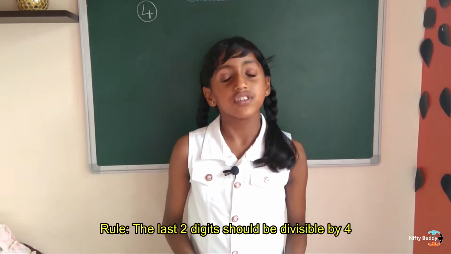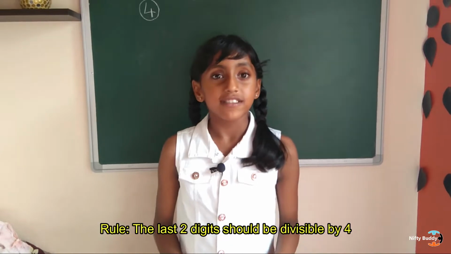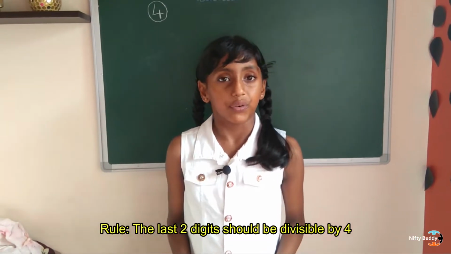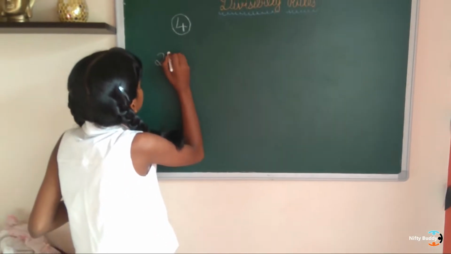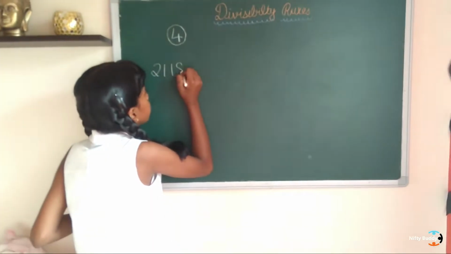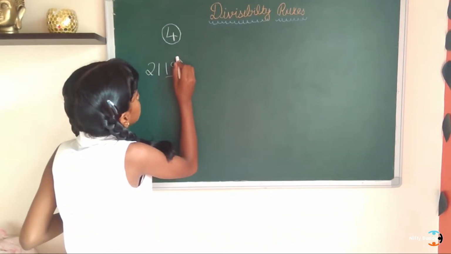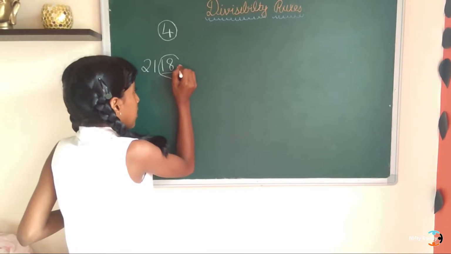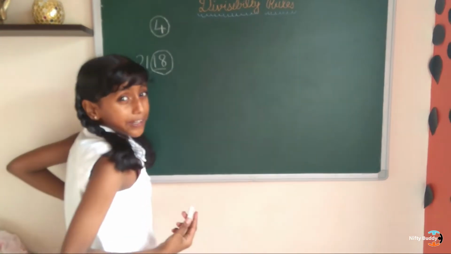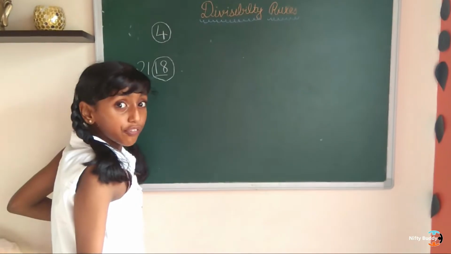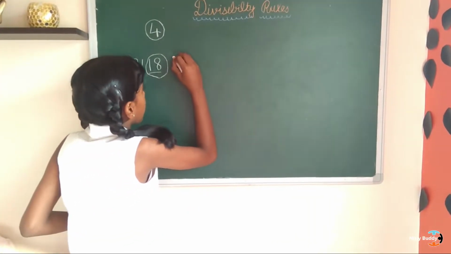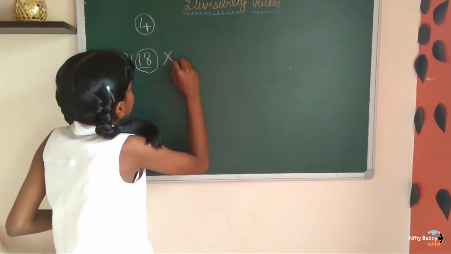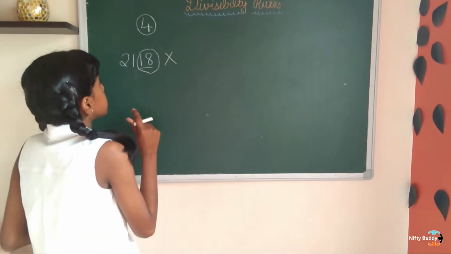If the last 2 digits are a multiple of 4, that means the number is divisible by 4. Now let us look at a few examples. The first example is the number 2118. We need to check the last 2 digits, which is the number 18. So, is the number 18 a multiple of 4? No, it is not a multiple of 4. So, the number 2118 is not divisible by 4.